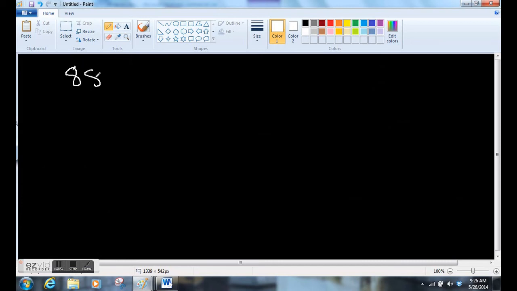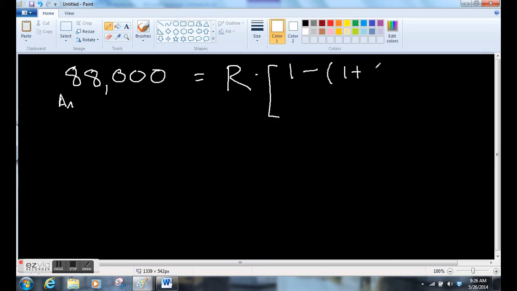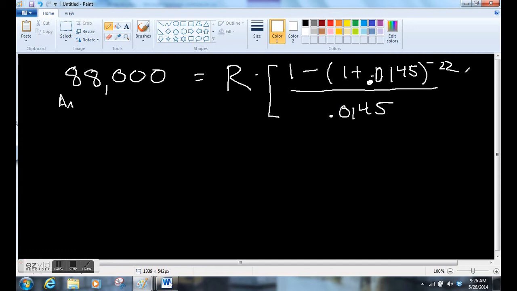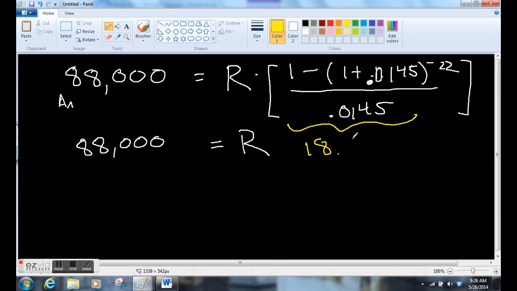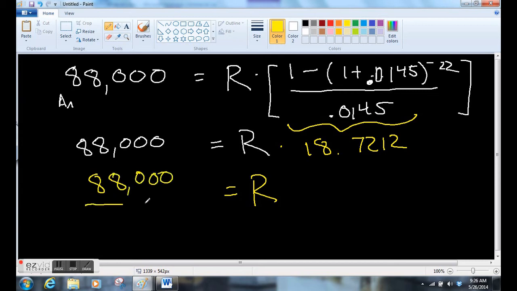So here's how it works. We have A sub n, $88,000, is equal to R, which we don't know, times 1 minus 1 plus I, which is 0.0145, raised to the negative 22, all divided by I, which is 0.0145. So I'm going to try to speed this up so you don't have to watch this video forever. So this is 88,000 equals R times this whole piece, plug it into the calculator, I dare you, which equals 18.7212. So R is equal to $88,000, Grandma's big chunk of change, divided by 18.7212, is equal to what?